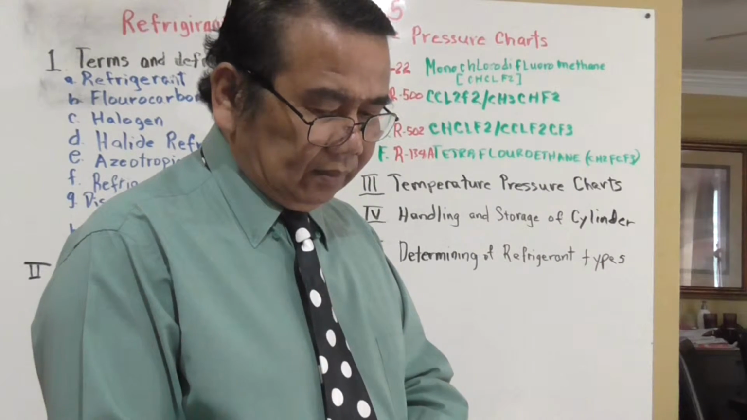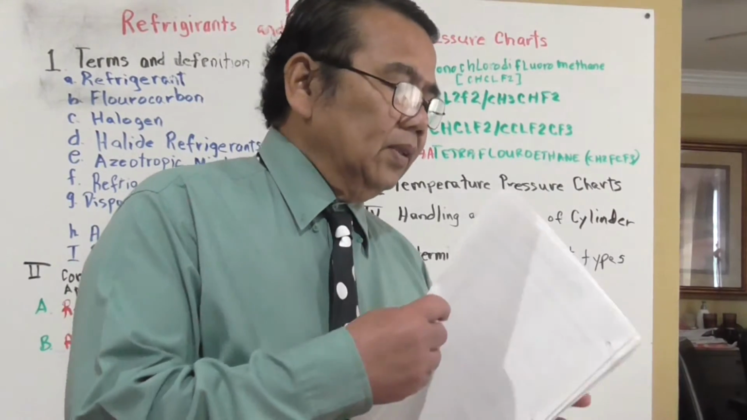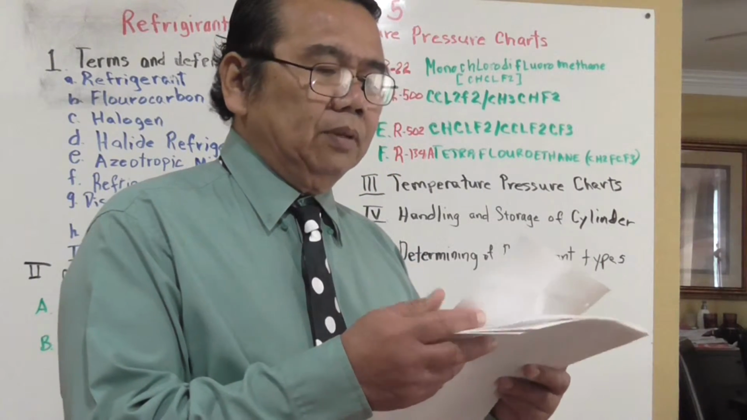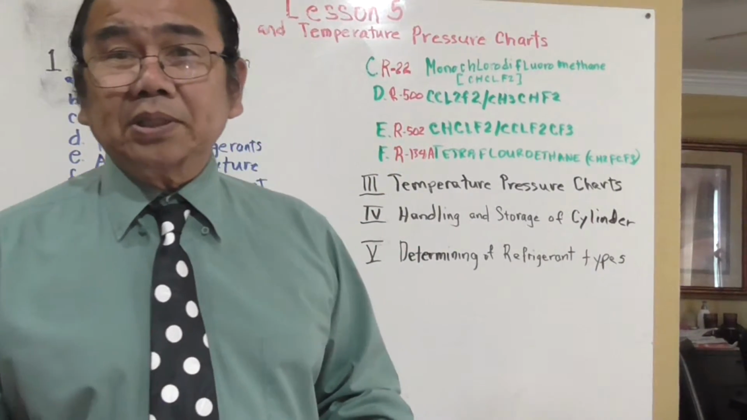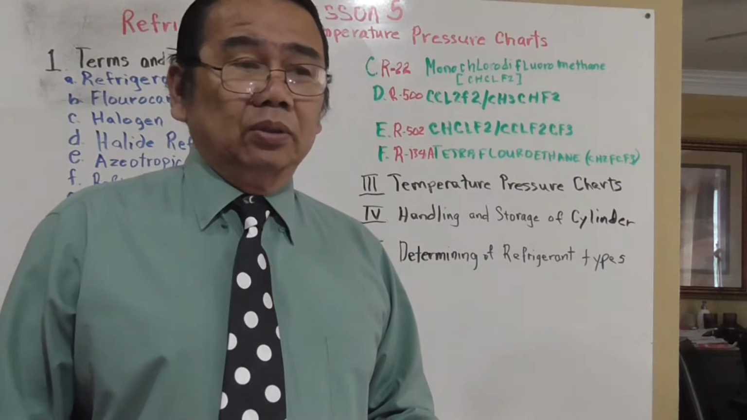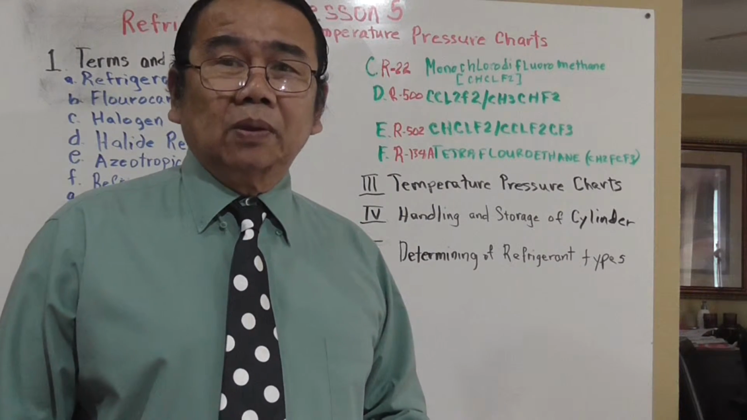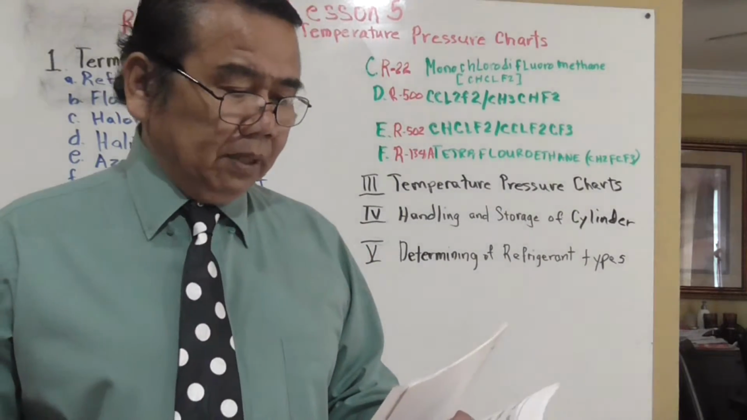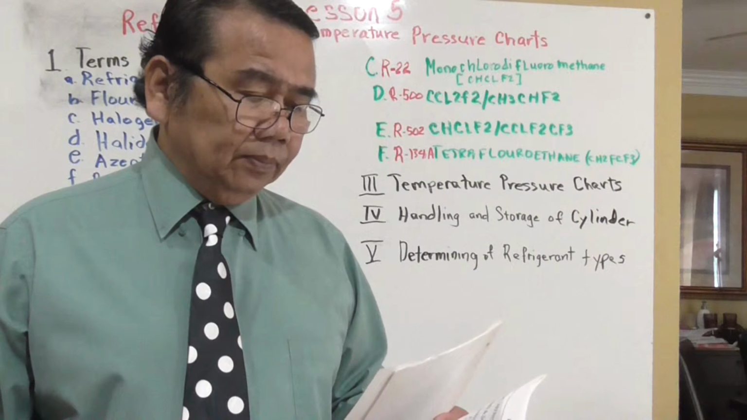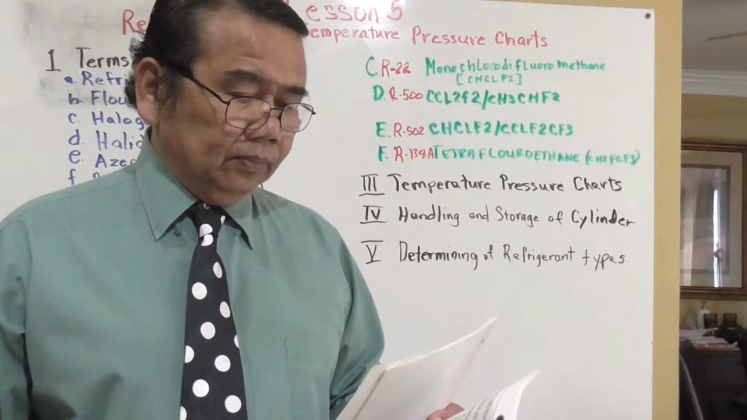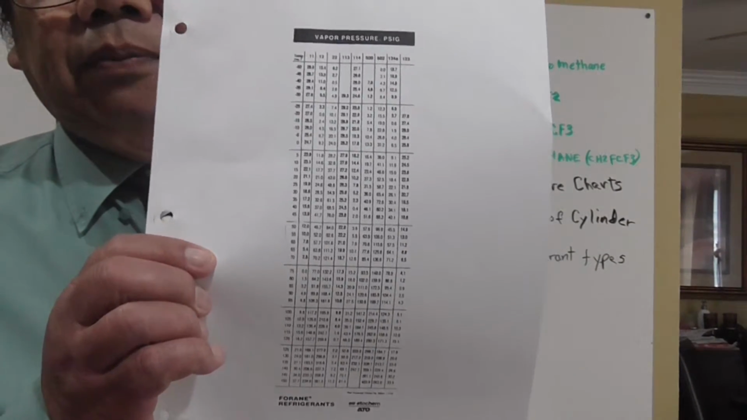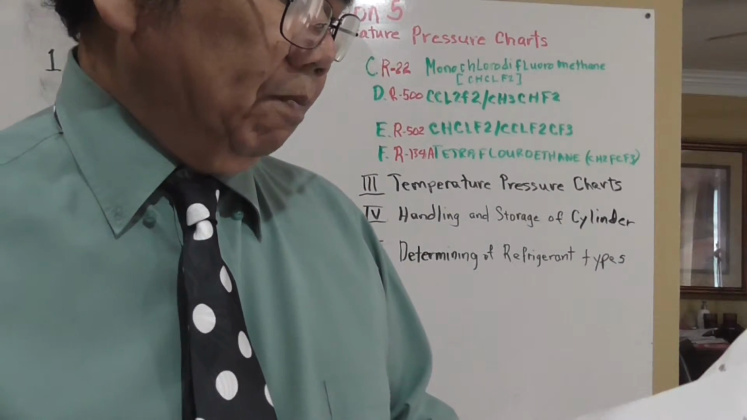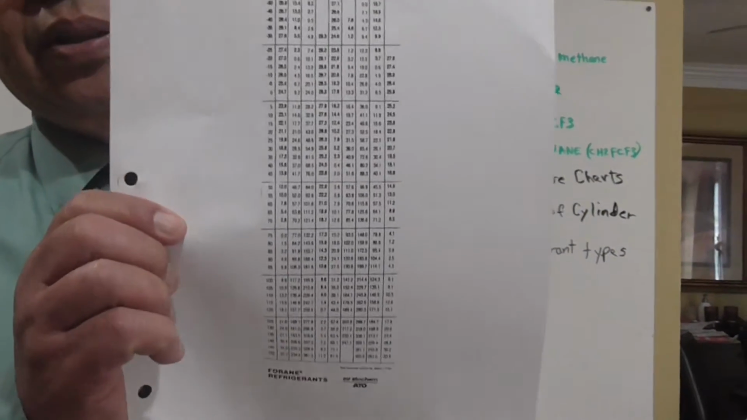Temperature pressure chart is very important because when you start charging, you have to determine what pressure you must have in order to arrive at the temperature of the box you want. So, vapor pressure right here. I have a pressure chart right here. It says vapor pressure, PSIG.